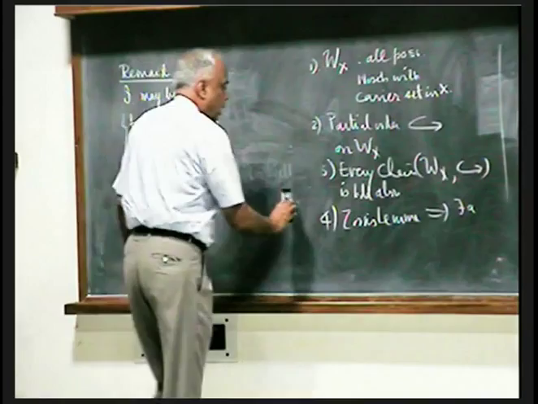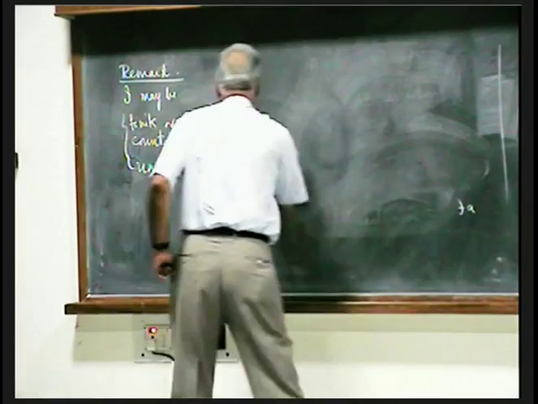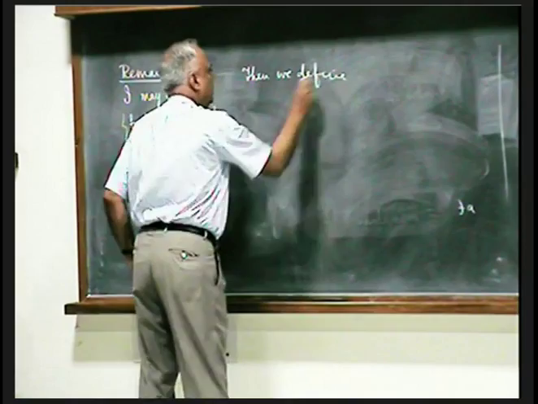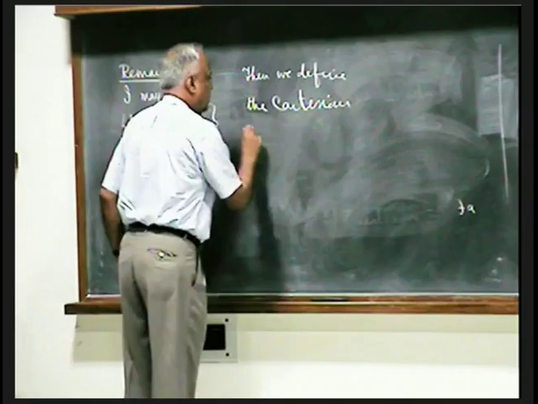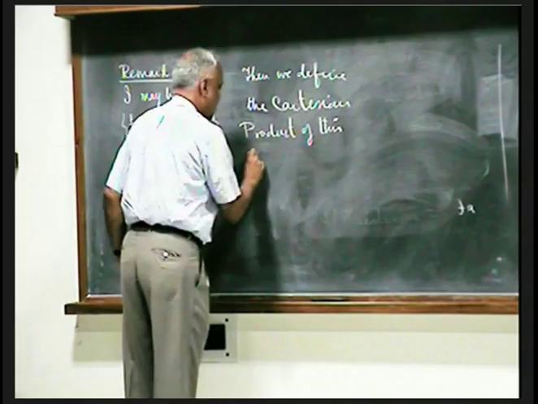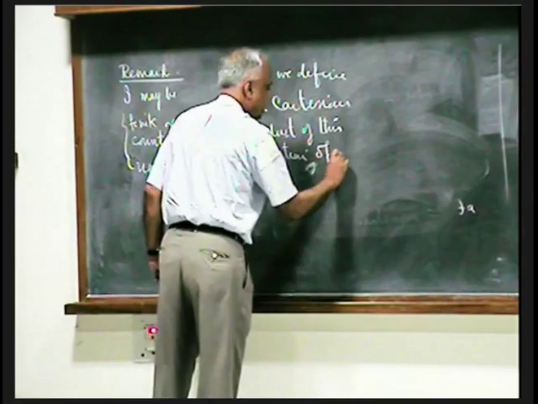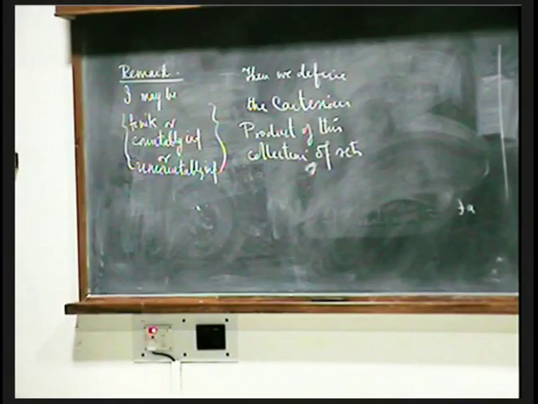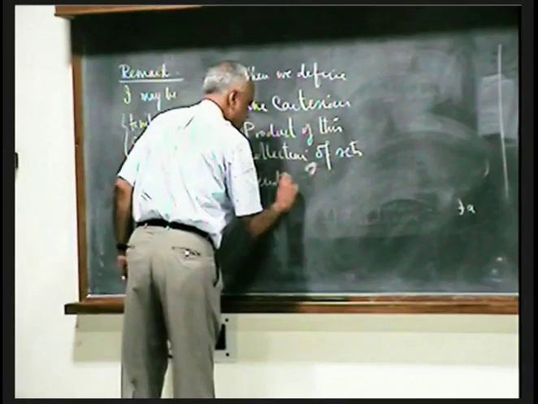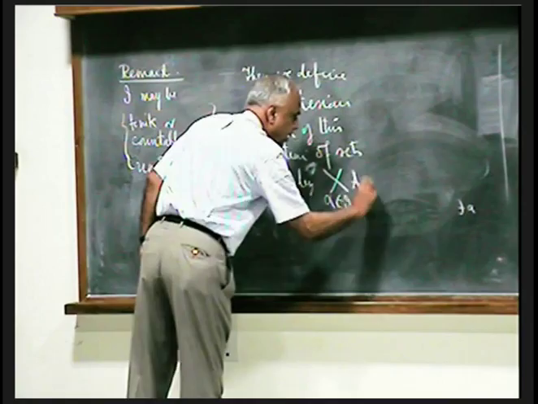Then we define the Cartesian product of this collection of sets. That collection A alpha of sets, we are going to look at the Cartesian product of all these sets, which we denote by the Cartesian product over alpha belonging to I of all the A alphas. That's the notation we'll use.